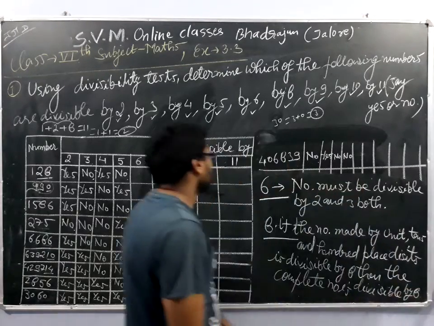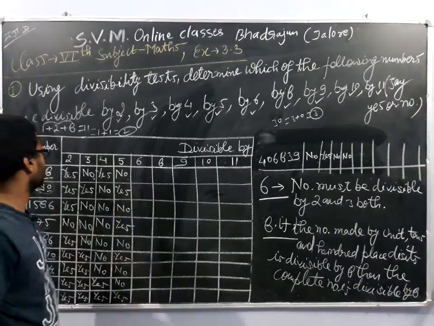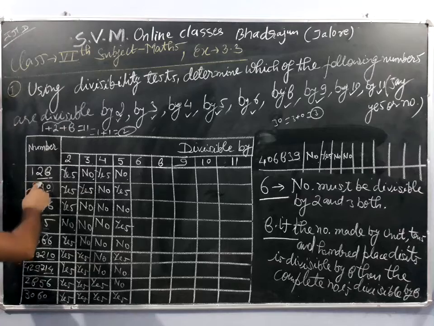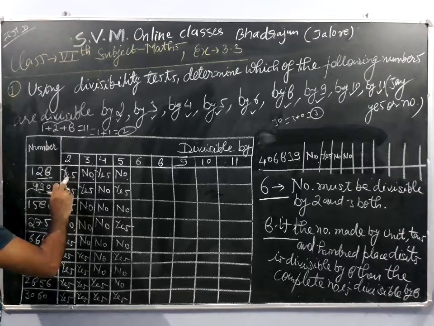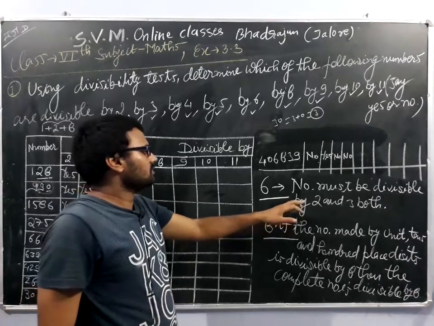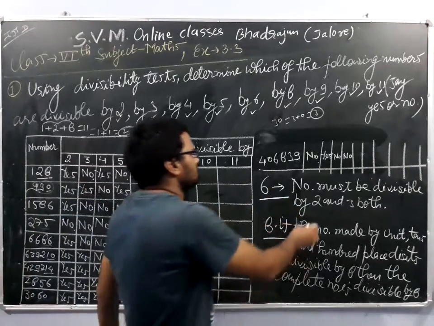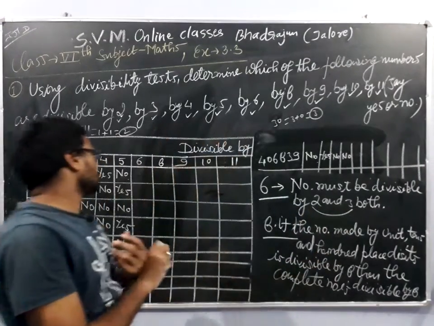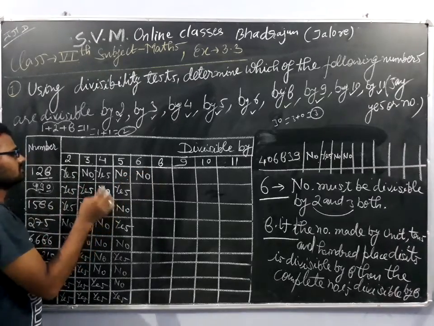Okay, so let us move towards the divisibility check of 6 and 8. Here we are seeing the number is not divisible by 3, and I already told you that if a number is divisible by 6, then it must be divisible by 2 and 3 both. So here we are seeing the number is not divisible by 3, hence the number will not be divisible by 6 as well.